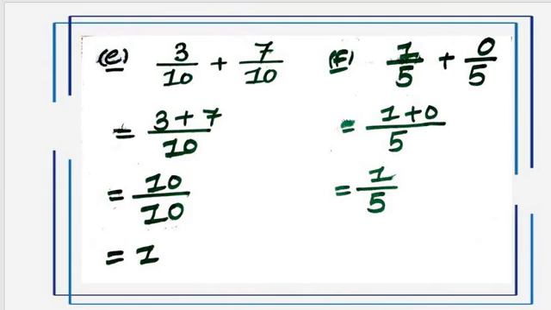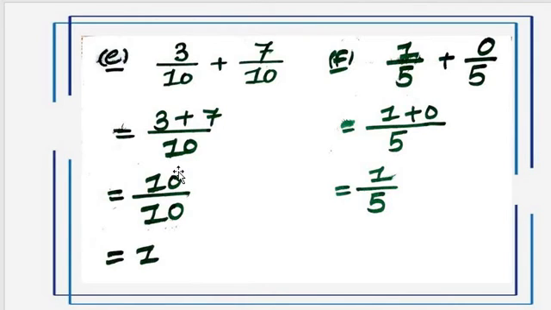So now write, my dear students, all. 3 plus 7 in the numerator. See this, 3 plus 7, and the common denominator we write as it is. So how many is 3 plus 7? 7 plus 3 is equal to 10. So the answer is what? 10.